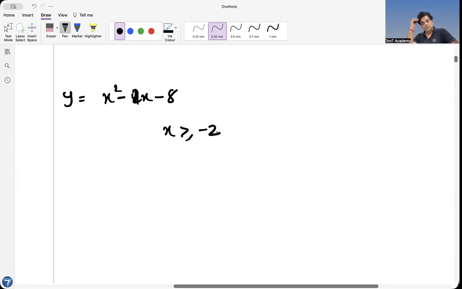Understood the question what I have given? The range of y. Isn't x more than or equal to minus 2? See, the range: x more than or equal to minus 2 means you are taking x from minus 2 and going till infinity. Now you tell me what to do.